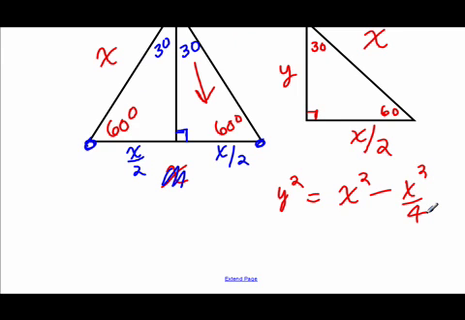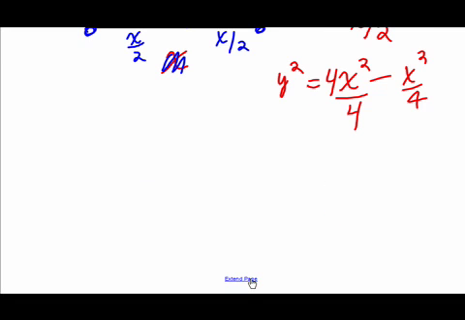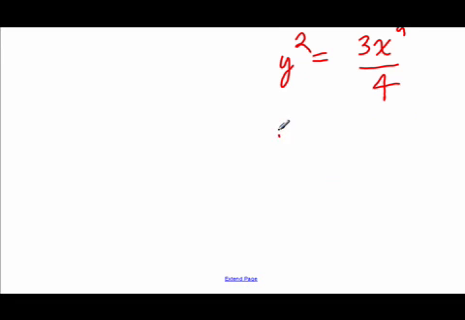And before I can put those two together, I've got to get a common denominator. So I'm going to make this 4x squared over 4. And then I'm going to combine like terms, and that's going to give me that y squared is equal to 3x squared over 4. And now let's go ahead and take the square root of both sides, and I get y. Technically it would be plus or minus, but since I'm dealing with a length, I can't have a negative length.